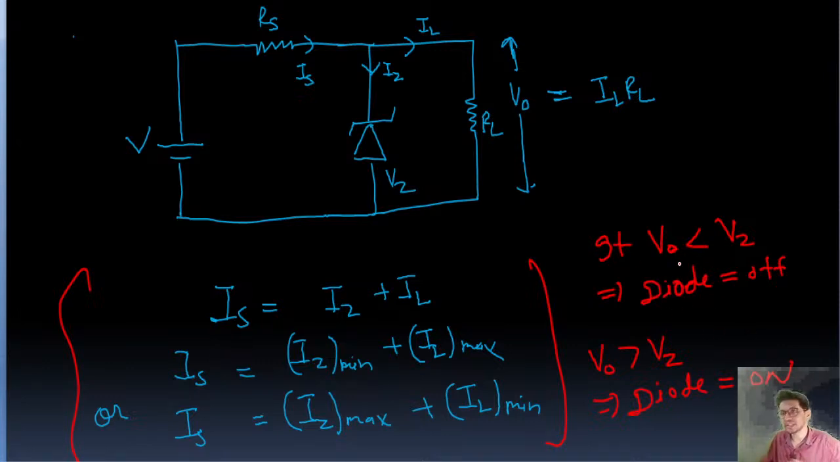So if V naught is less than VZ, the diode is off. If V naught is greater than VZ, the diode is on. This is a very important point, you need to note down. Then you can easily solve questions. So this is the circuit and the concept for the Zener diode. Now we can easily solve the question using this concept.